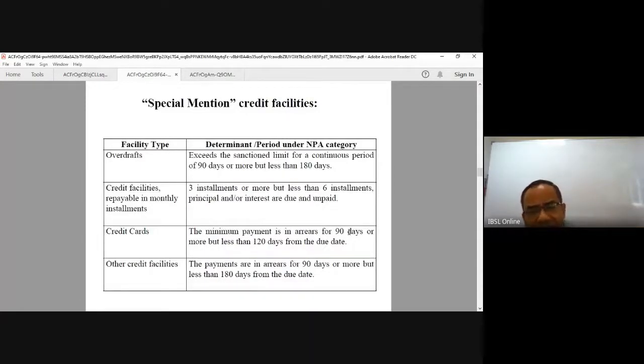So we look at the SMA facilities, special mention credit facilities. If the period is more than 90 days but less than 180 days, normally for overdrafts and other credit facilities, that is SMA, right? Credit cards, of course, only up to 120 days, not 180 days. If it is overdue only within 120 days, those are called SMA, right?